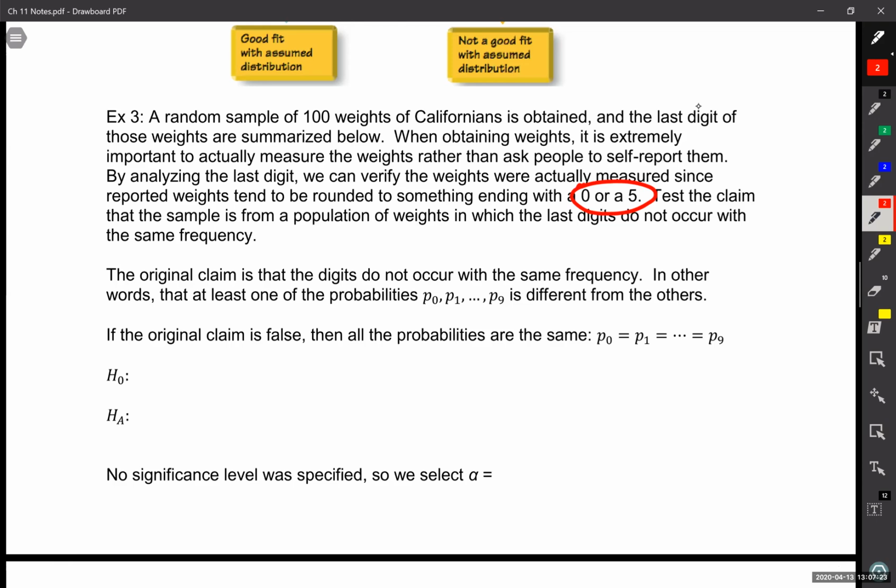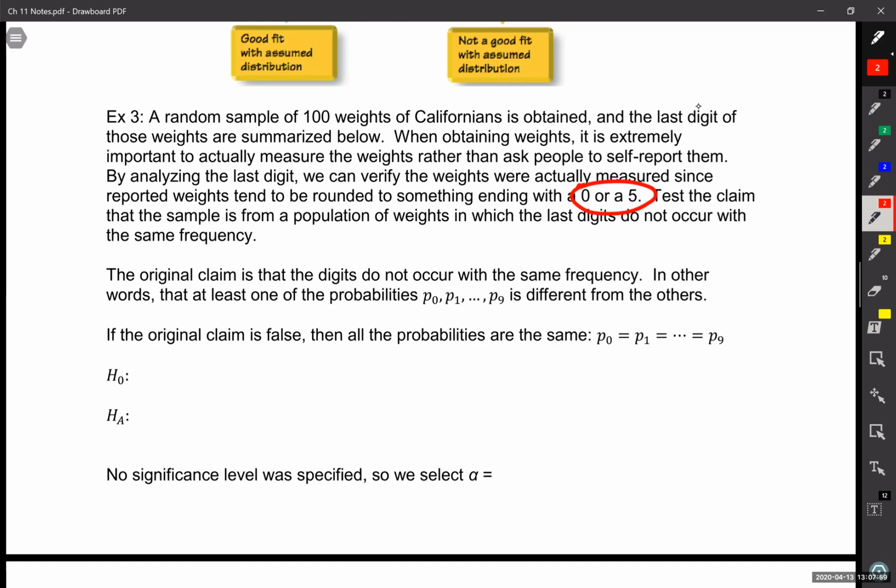Even if we're not necessarily rounding on purpose, look at your driver's license. What did you put for weight? Does it end with a 0 or a 5? Most likely it does. The claim is that samples are from a population of weights in which the last digits do not occur with the same frequency. If the original claim is false, all probabilities are the same. So just like before, the null hypothesis says all the probabilities are going to be the same.